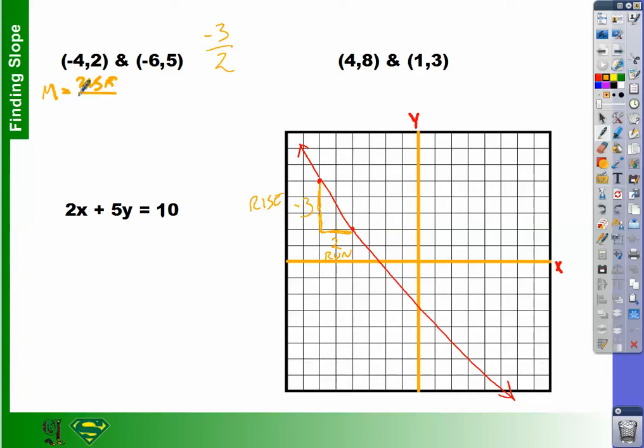Now, rise over run, the rise is the change in your y value, right? So rise could be described as y2 minus y1 over x2 minus x1. Now that's a lot of x's, a lot of y's. So we'll remind ourselves that this first point that we see, we'll call this point 1. Therefore, this must be point 2.